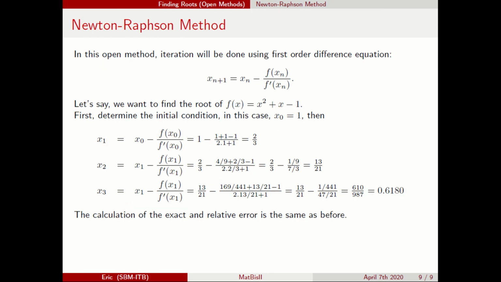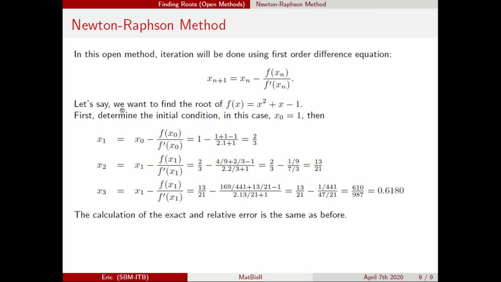So the last one we should discuss is for the open method. It's the Newton-Raphson method. Iteration will be done using a first order difference equation such as this. This one is just an equation of a line. If you are interested, I can show you how you get this. If you don't want to know, it's fine also.